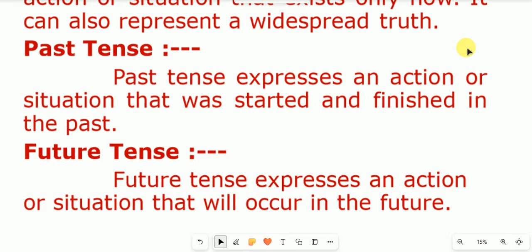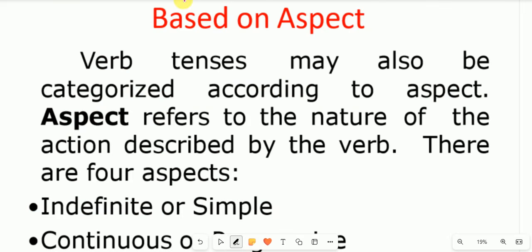And then future tense, it means future tense expresses an action or situation that will occur in the future. Now, having this as our frame, as our skeleton, as our foundation, we are going to break them down to understand them deeper by breaking them into other forms of tenses that can be formed by changing the form of the verb to indicate different times in which action takes place. Correct.